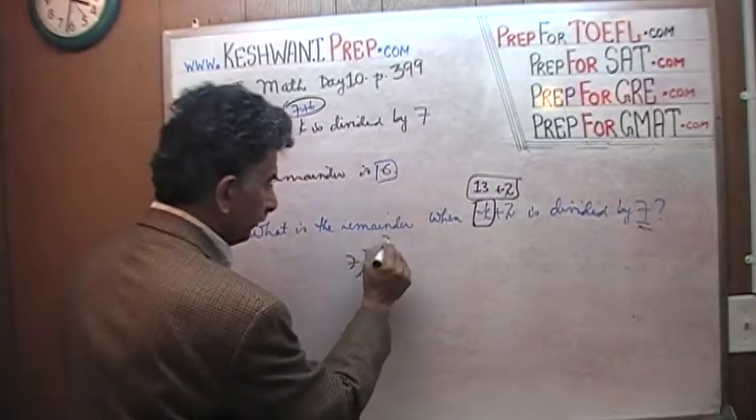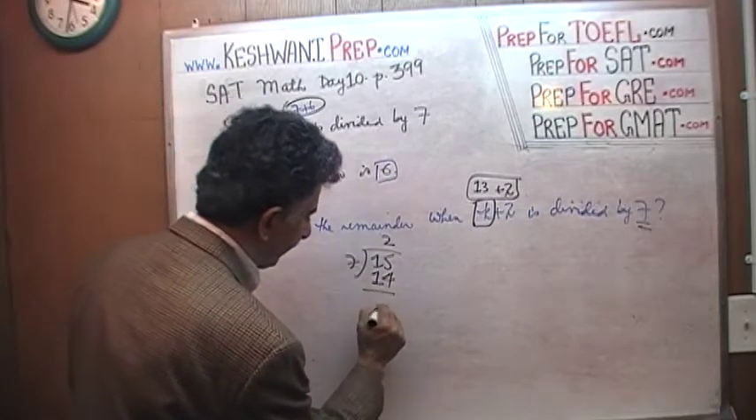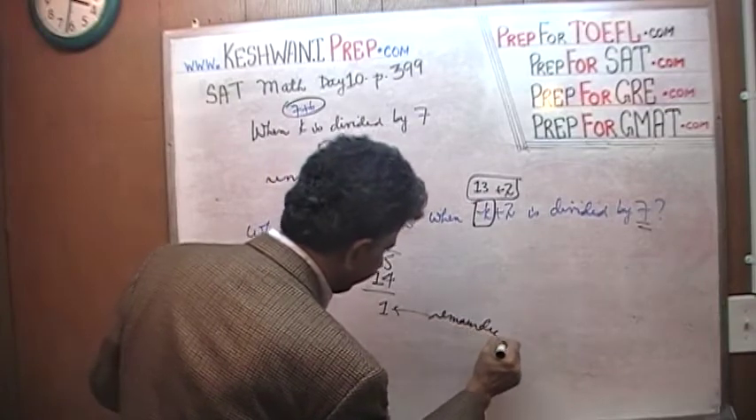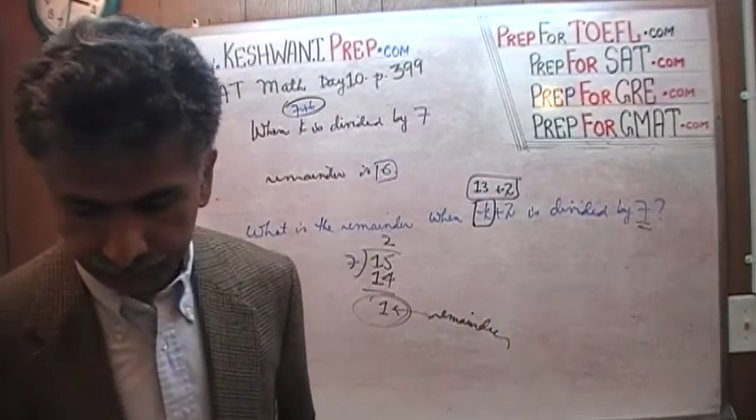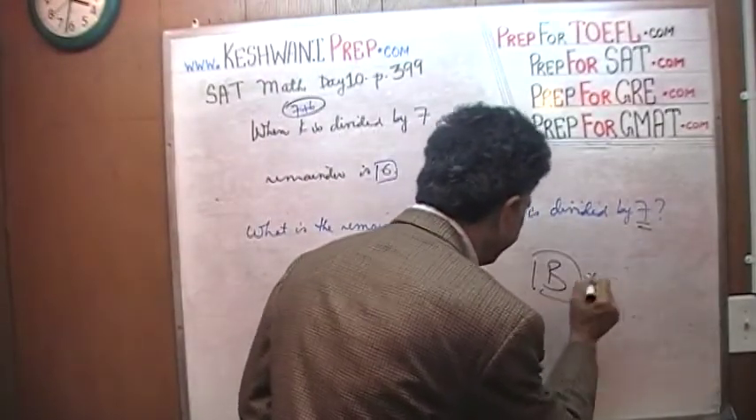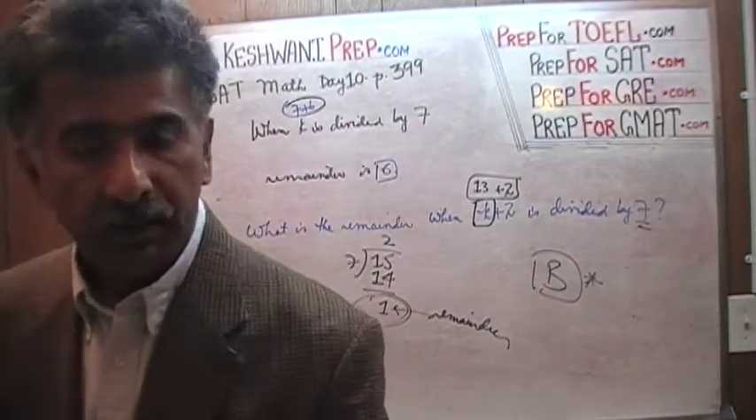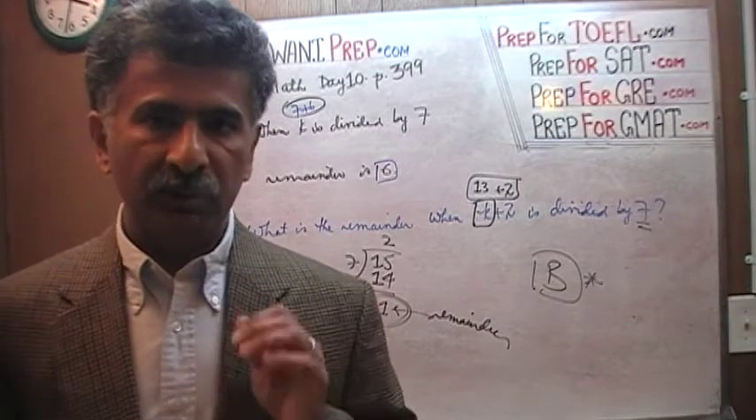Obviously 1, because 2 sevens make 14 with the remainder of 1. This is your remainder there. That's it. That's our answer. The remainder is going to be 1. The answer is B. The key here is to plug in a number that works and keep your number as small as possible. The smaller the number, the less work you're going to do.